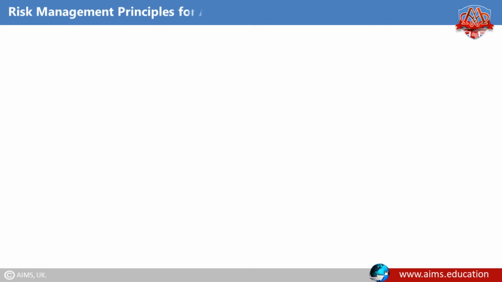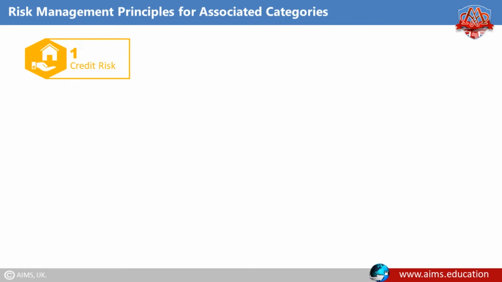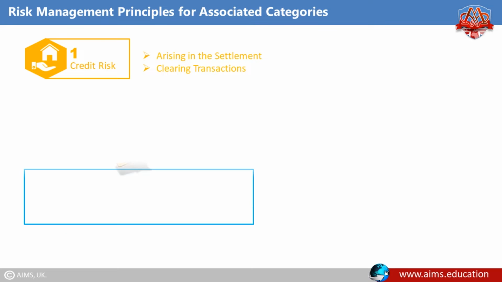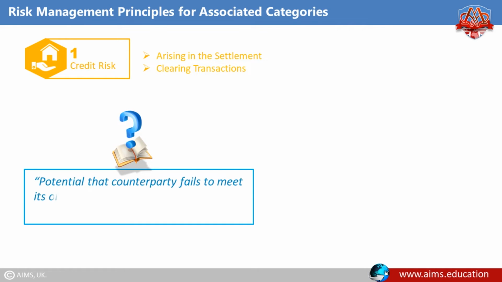Risk management principles for associated categories. The first category, credit risk. Credit risk includes the risk arising in the settlement and clearing of transactions. It is defined as the potential that a counterparty fails to meet its obligations in accordance with the agreed terms.